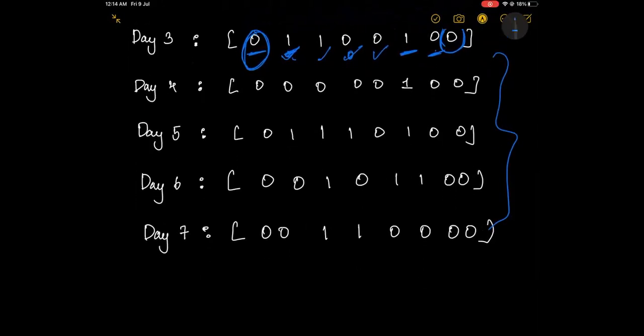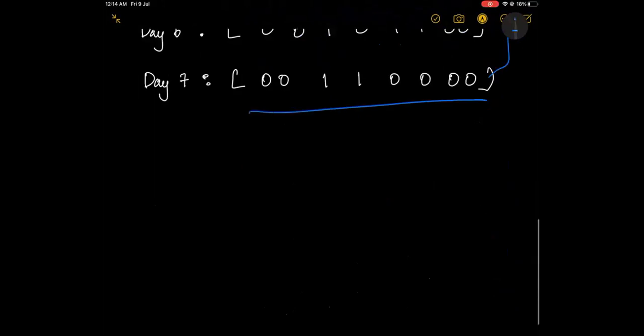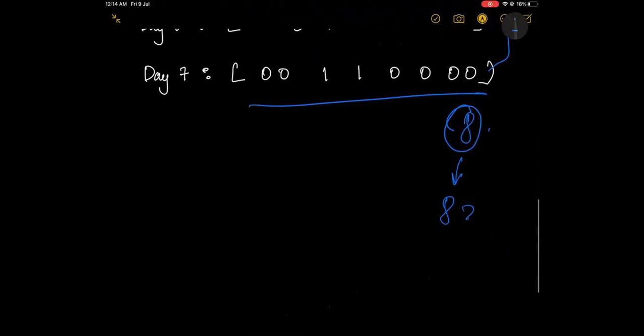But what you observe is that we have only 8 elements, right? 8 elements. Now all these eight elements would be repeating the pattern after certain operations. Okay, so we need to check.